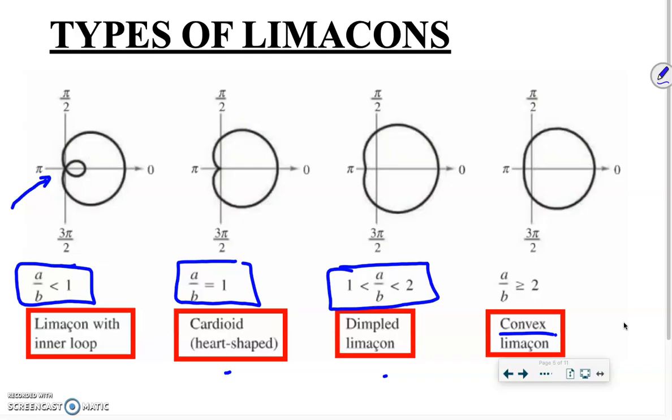I'm sure we remember that term convex. In many regards, it's defined as being not concave, so it does not cave inward at all. So that's going to occur when a over b is greater than or equal to 2. That's what we're going to have.